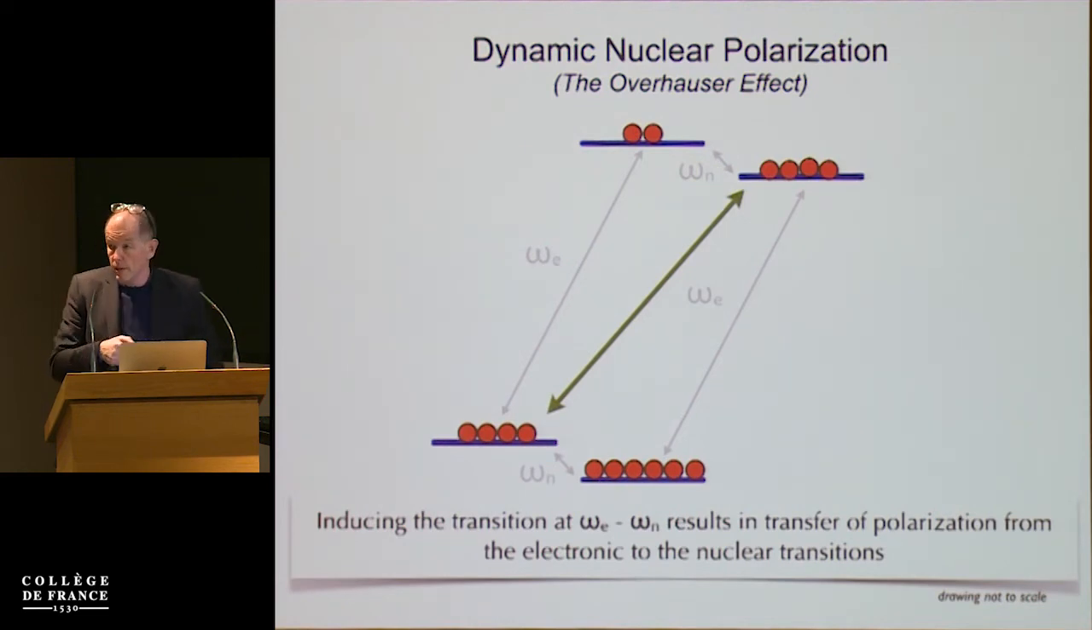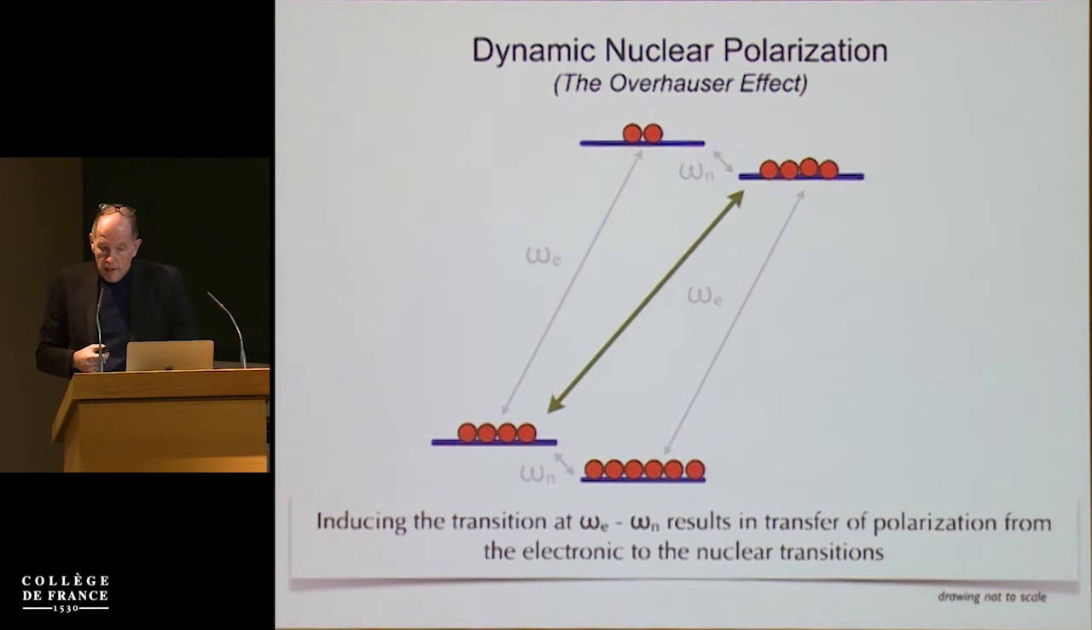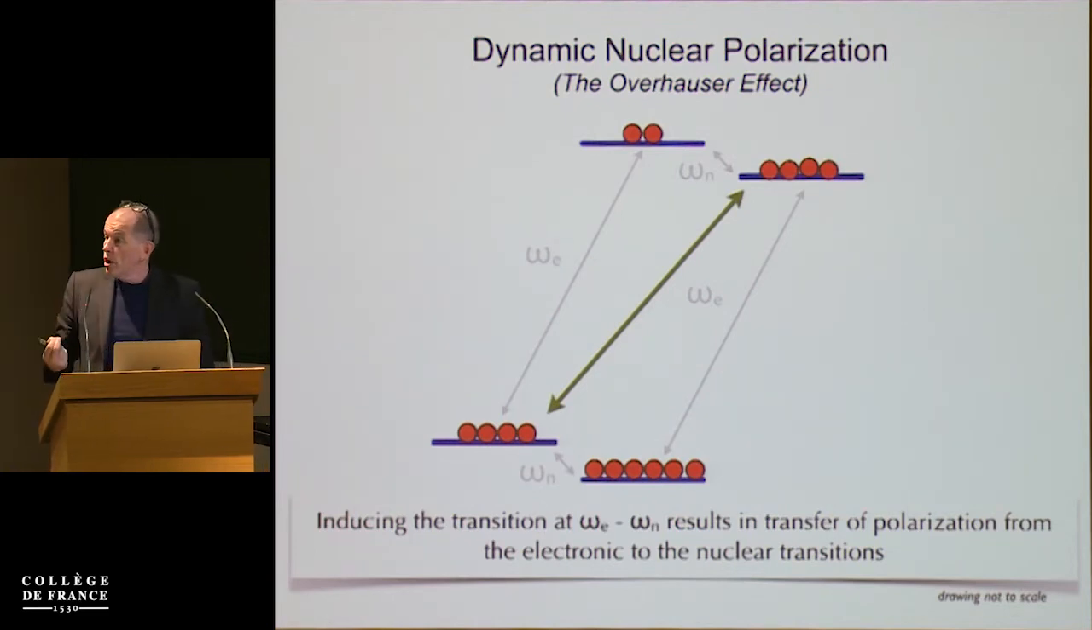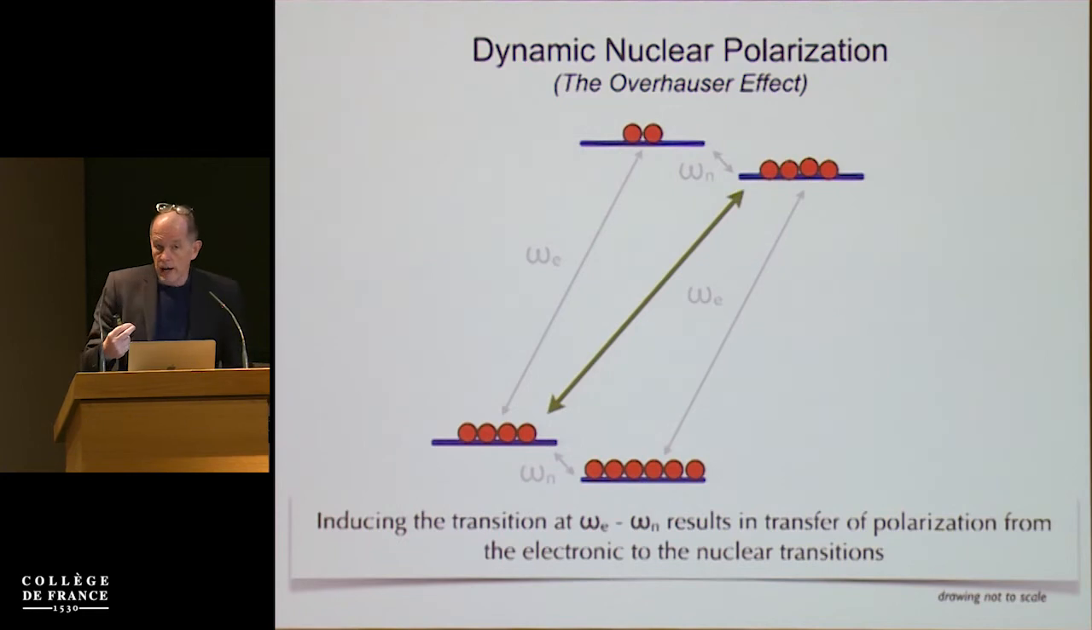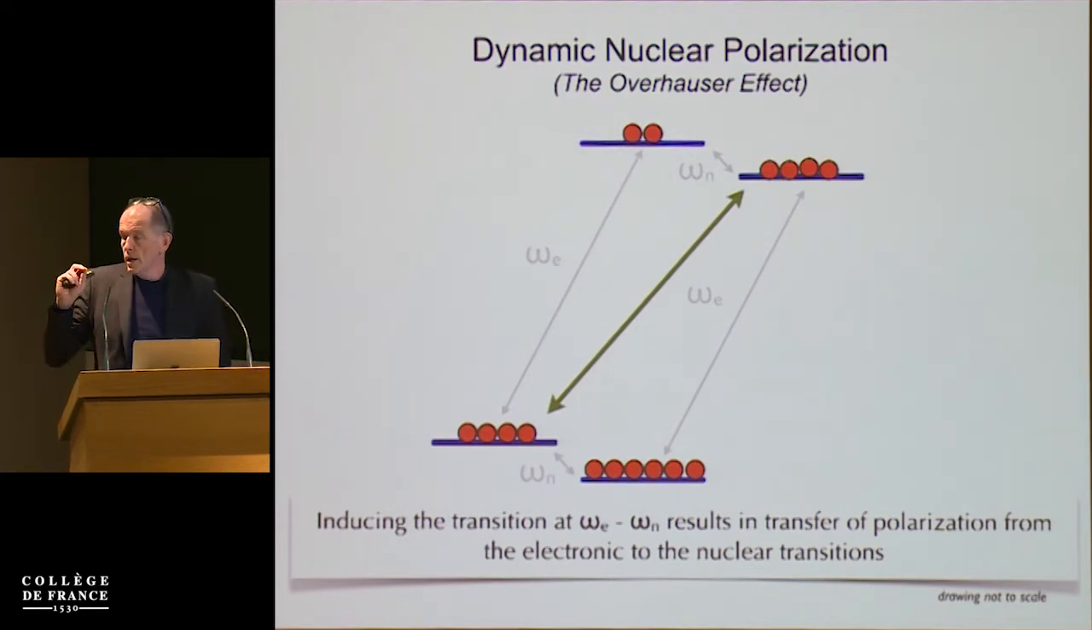So I've transferred polarization from the electron spin to the nuclear spin by irradiating this transition, or saturating it. That's actually the Overhauser effect. You've probably all heard of the Overhauser effect. You might have used it. The Overhauser effect between two nuclei in solution, two protons in solution, tells us about distances. But the original Overhauser effect was actually transferring electron polarization to nuclei in metals, so lithium metal, for example.